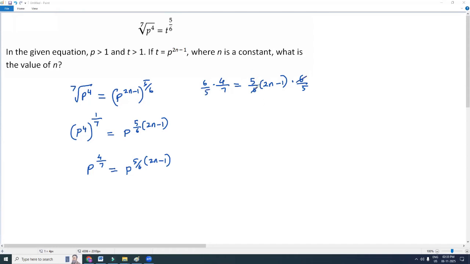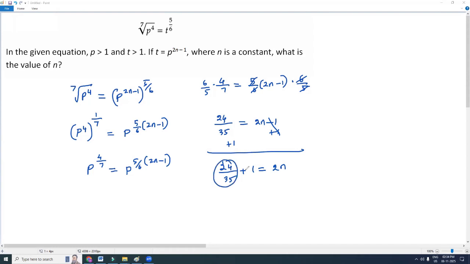So this 6 will cancel out. This 5 will cancel out. Here 6 times 4 is 24 and 5 times 7 is 35, equals 2n negative 1. Now to solve for n, we have to isolate n. Let me add 1 to both sides of the equation. When I do so, this negative 1 positive 1 will cancel out. I'm getting 24 over 35 positive 1 equals 2n.